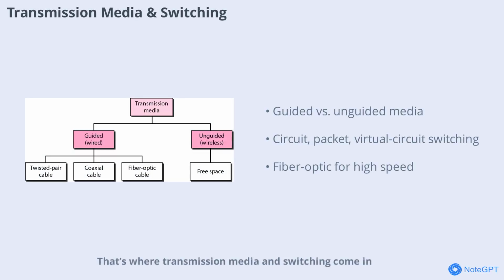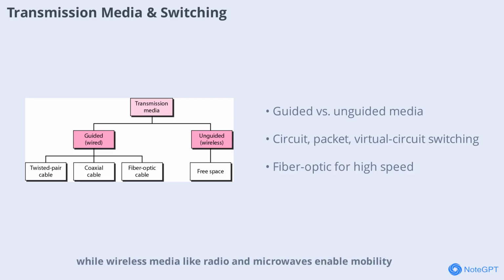How do networks actually move data? That's where transmission media and switching come in. Transmission media are the physical or wireless paths that data travels, like twisted pair cables, coaxial cables, fiber optic cables, or even radio waves. Each has its own strengths. Fiber optic cables offer high speed and resistance to interference, while wireless media like radio and microwaves enable mobility.